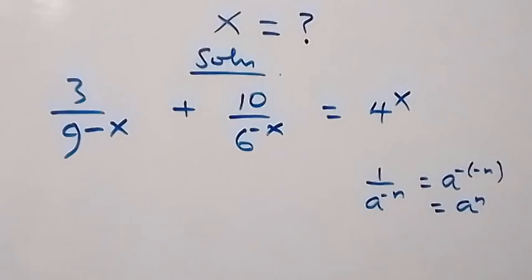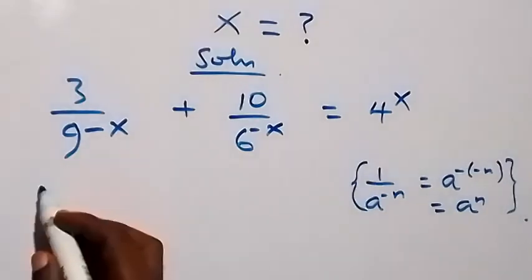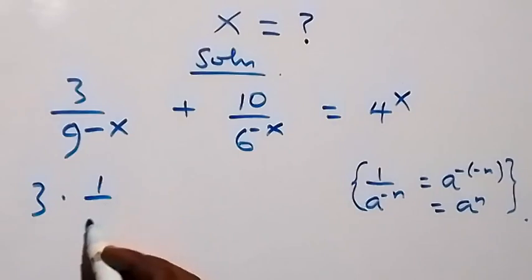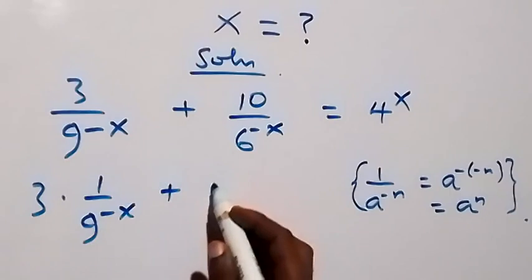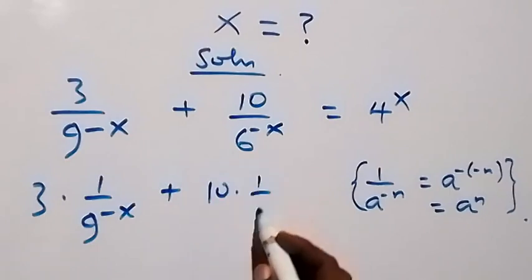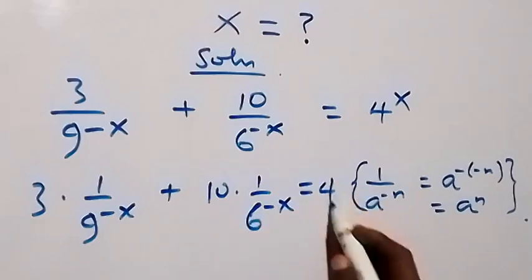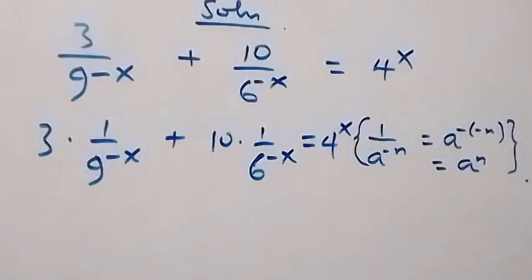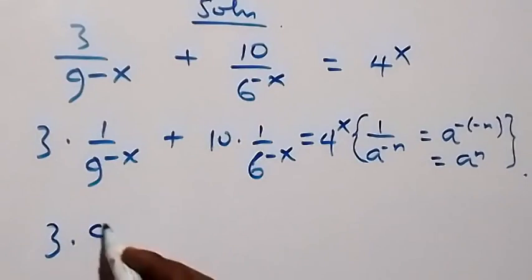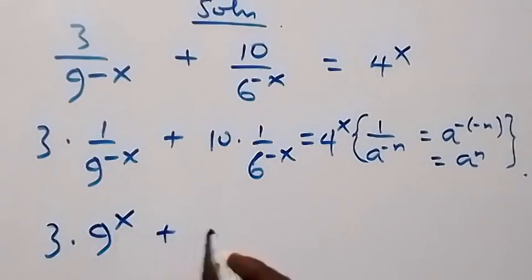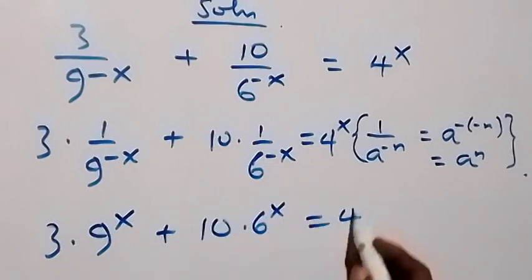So from here, when we separate what we are given, this can be written as 3 times 1 over 9 raised to power minus x, plus 10 times 1 over 6 raised to power minus x, equals 4 raised to power x. Then, applying what we have here, this can be written as 3 times 9 raised to power x, plus 10 times 6 raised to power x, equals 4 raised to power x.